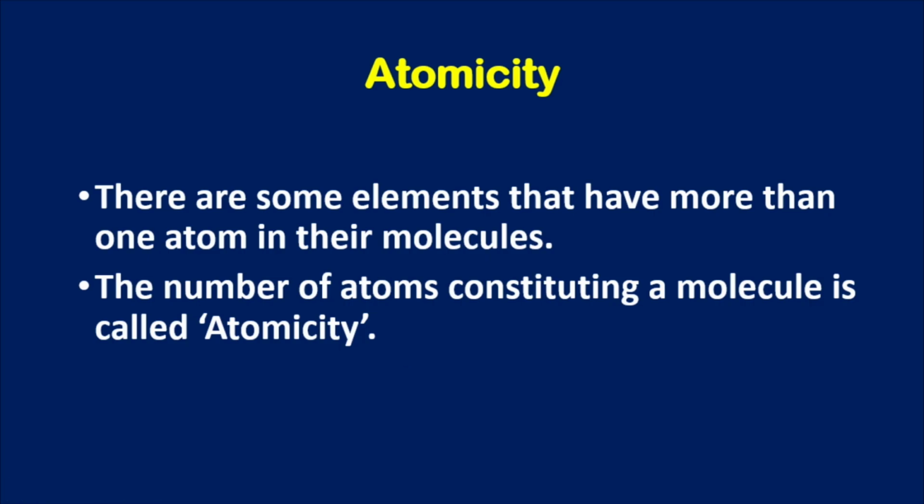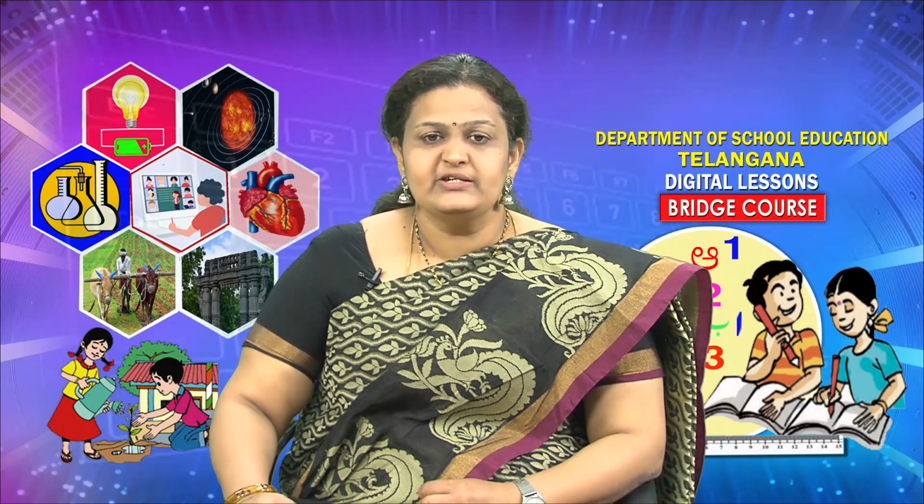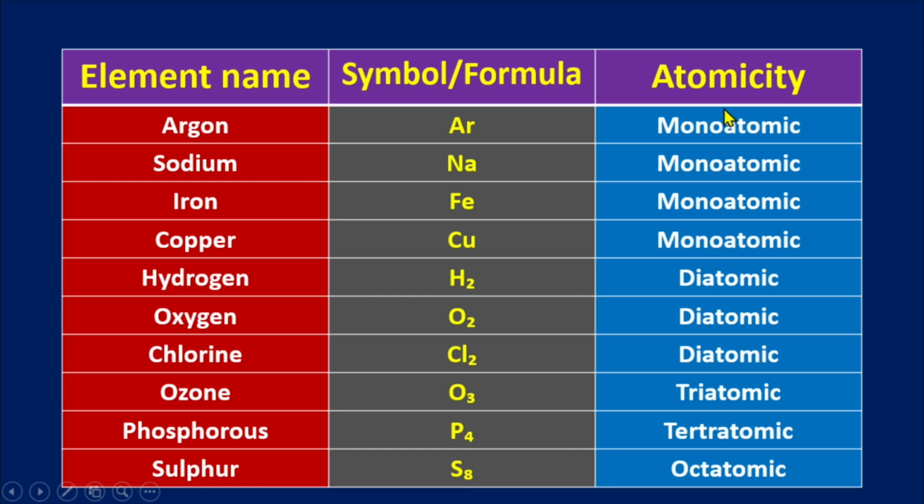atomicity of hydrogen. Let us see a tabular column to understand this better, children. See here, children, argon is monoatomic. Similarly, sodium, iron and copper are also monoatomic. Monoatomic means, children, they exist independently and their atomicity is one only. And then hydrogen, oxygen, chlorine. These are diatomic elements. Diatomic means, children, they exist in the form of two atoms, H2, O2 and Cl2.